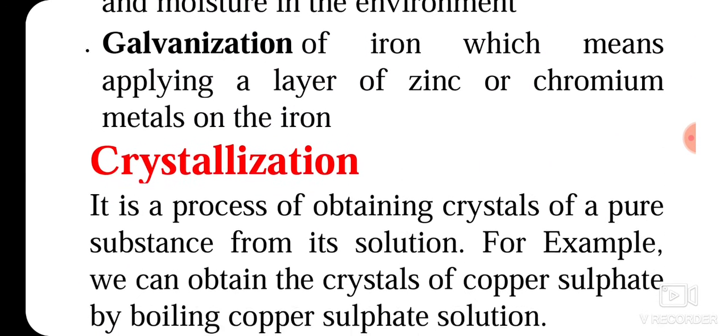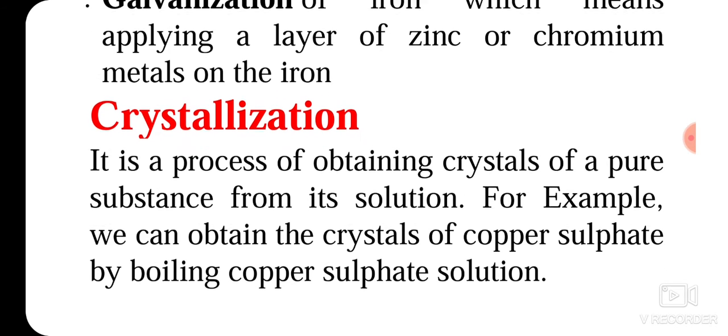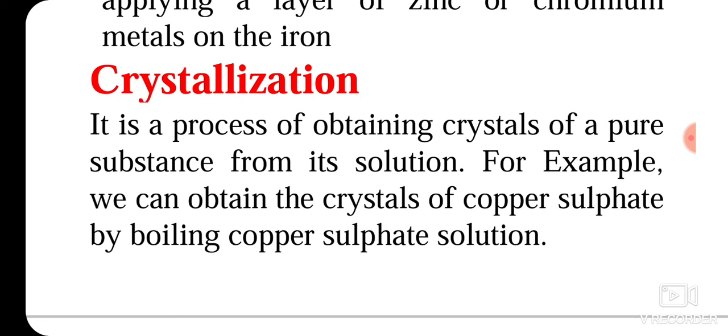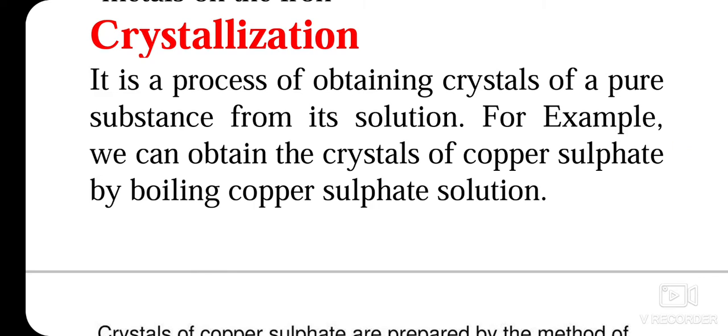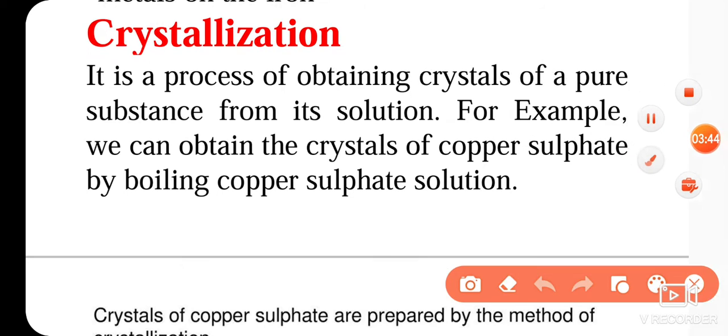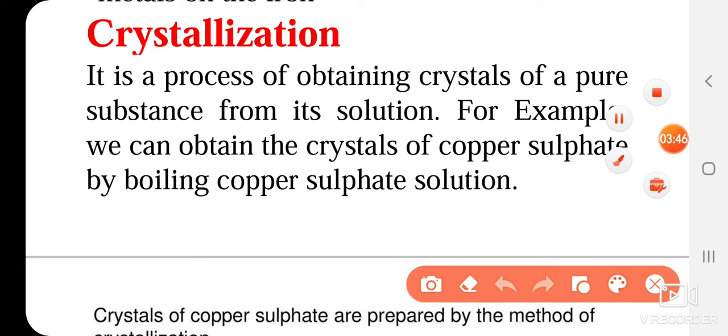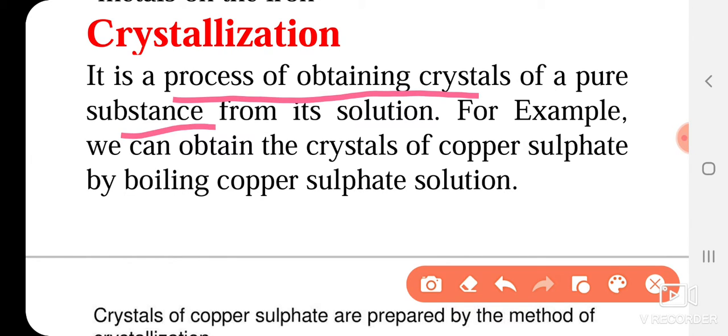Now next comes crystallization. This is the last part of this chapter. Crystallization, as the name indicates, means we have to obtain crystals, and the process of obtaining crystals of a pure substance, and this pure substance is a chemical, is known as crystallization.